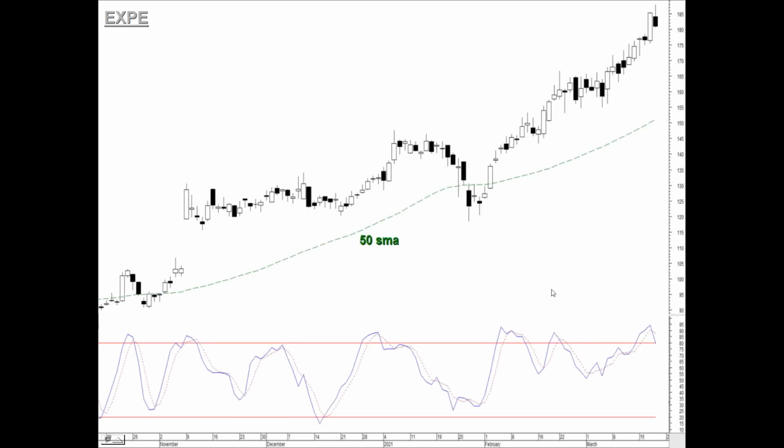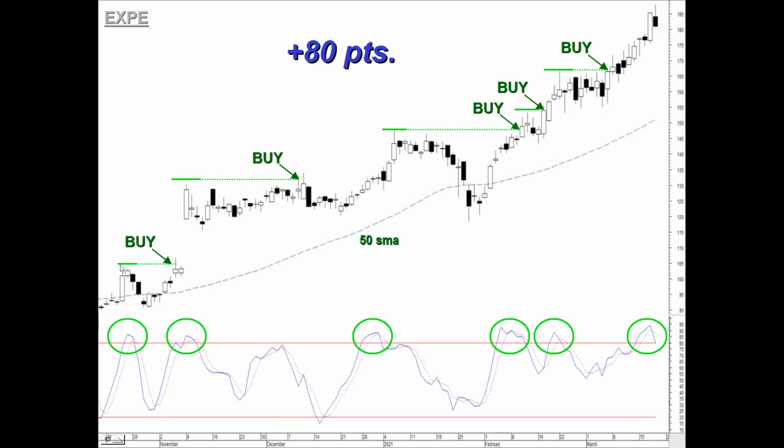And it continues to flash overbought areas, all right? We're going to exploit them. Look for that 3-bar pattern. And as you can see, had you taken the very first one right here in November, had you held on coming into the mid to end of March, you could have potentially had 80 points.